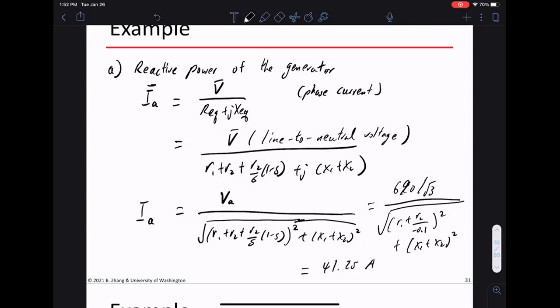The tricky thing here is to remember that the voltage is almost always given line to line. But when we calculate something like IA, we're computing the phase current. So remember to divide by √3. Any questions with finding the current?